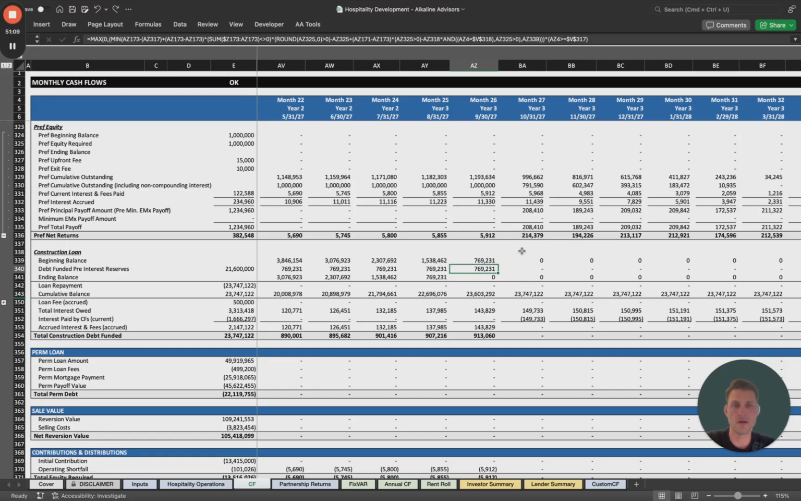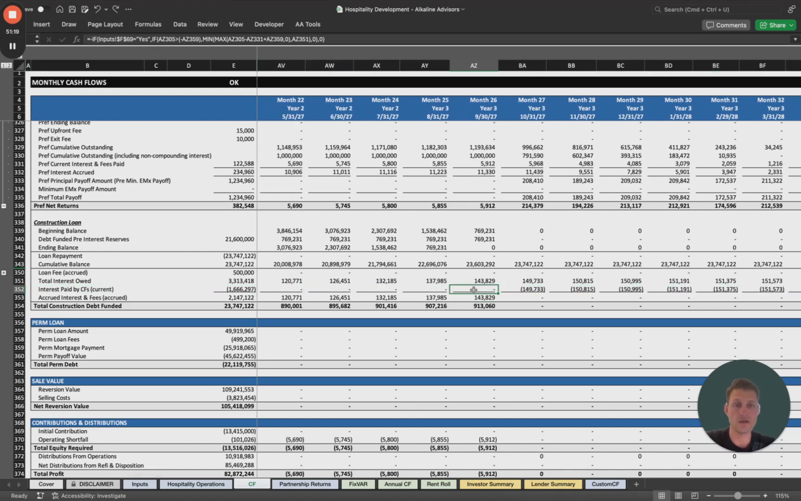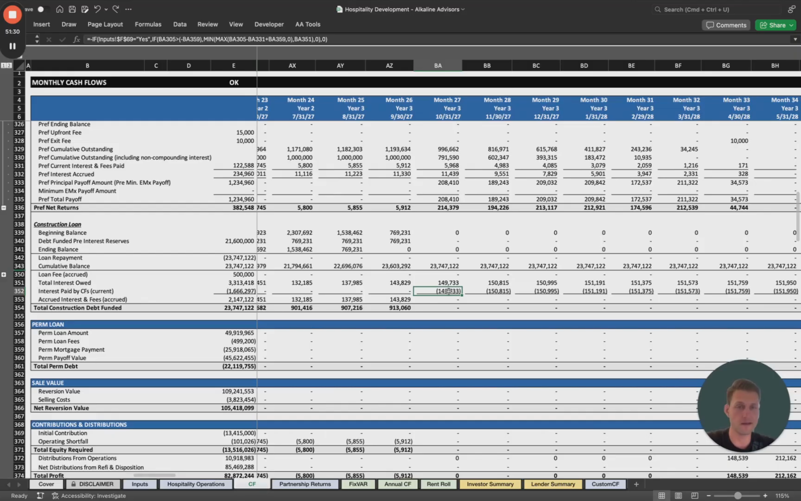And in month 27, you'll see we are no longer accruing. This is interest owed, interest accrued, and this cell right here, this calculation would be any free cash flow that we have available that we can use to pay off what would be accruing interest. And because all of our rooms come online in month 27, you'll see that in this month, we finally have free cash flow, so we're no longer accruing that interest.